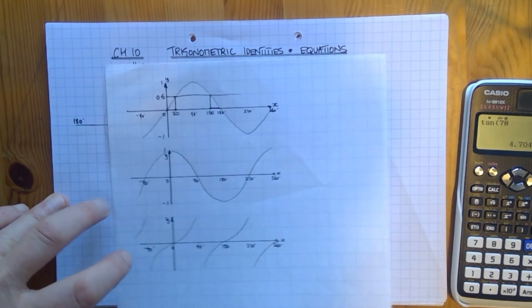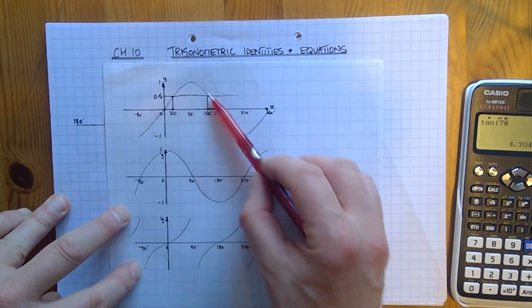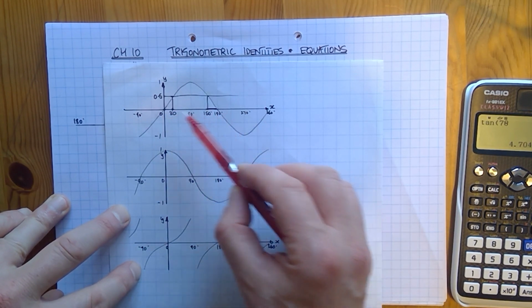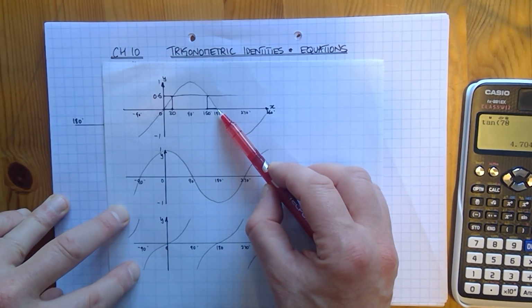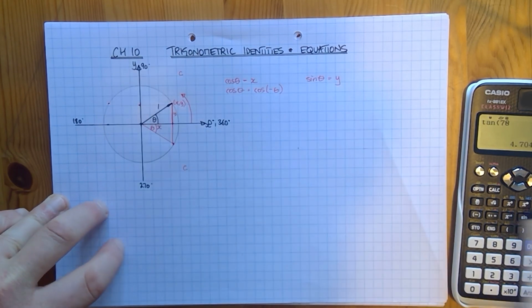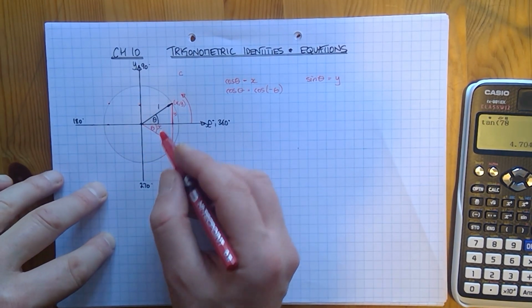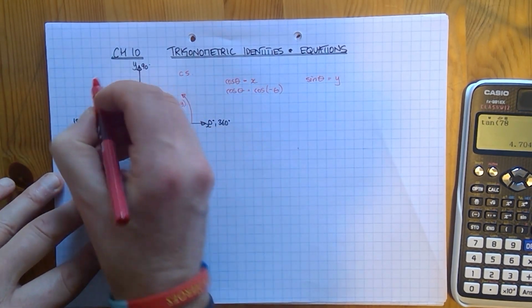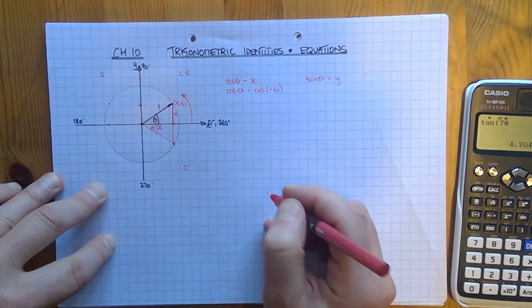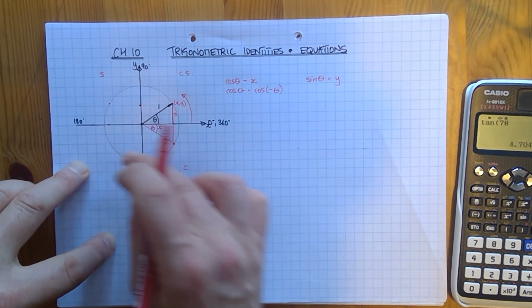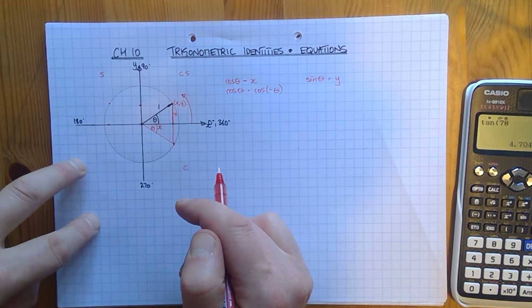And that's reflected in our sine curve. Look at the sine curve between 0 and 180. It's positive. So sine is positive here. Sine's also positive over here and negative down here.